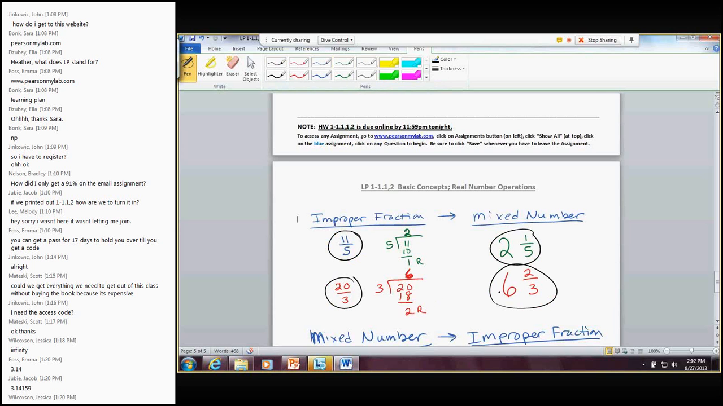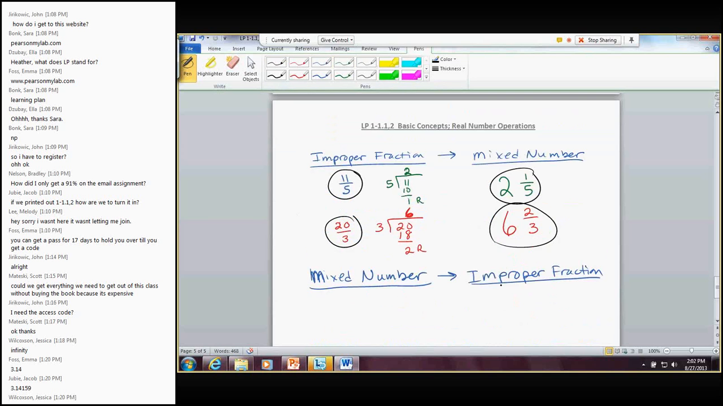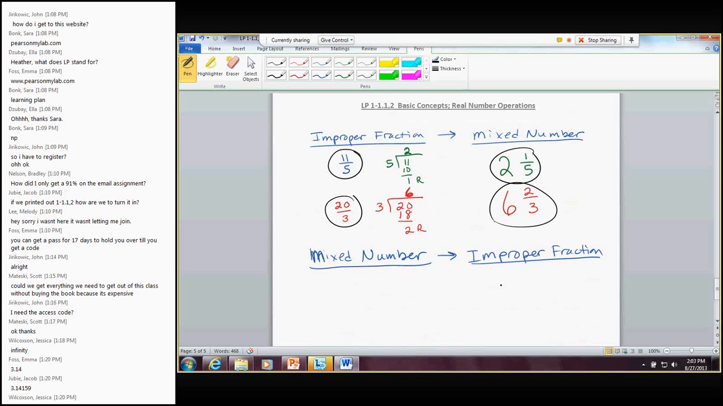Yeah. And if you want, are you okay with the mixed number to improper? Yeah, mixed number is the 6 times the 3 plus the 2. Good. And then you use the 3 as the bottom number. Good. So you multiply 6 times 3, you're going to go this direction. 6 times 3 is 18. And 18 plus 2 would give you 20, and then you use the same denominator. Good. That's how you do it.